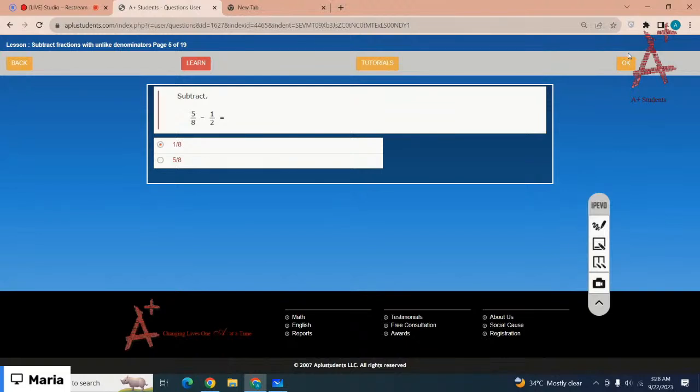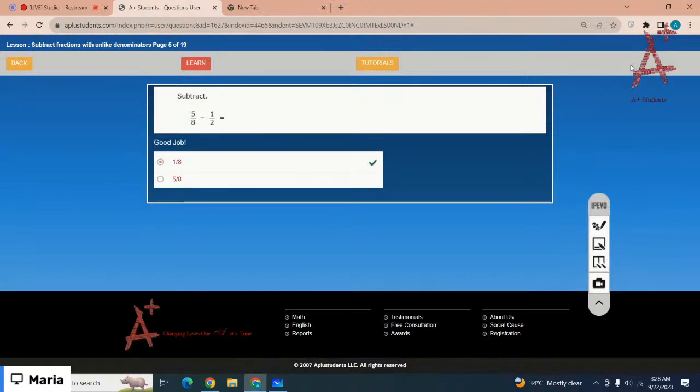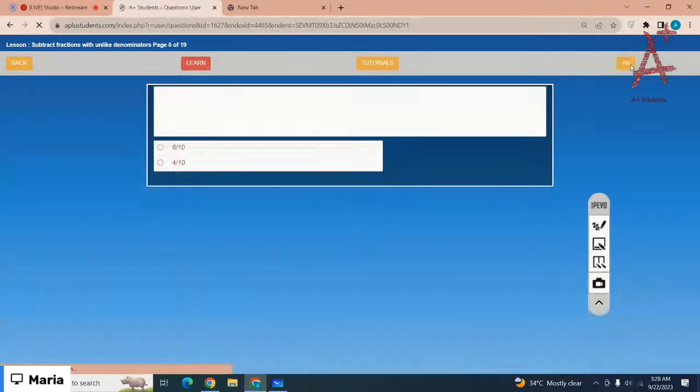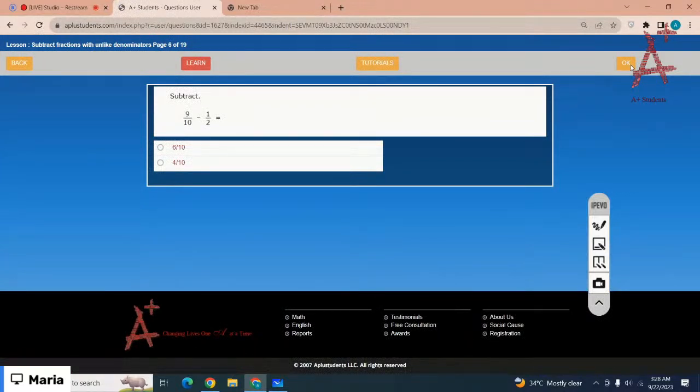Okay, the next one is 9 by 10 minus 1 over 2. So which is the correct option? The correct option is 4 over 10.